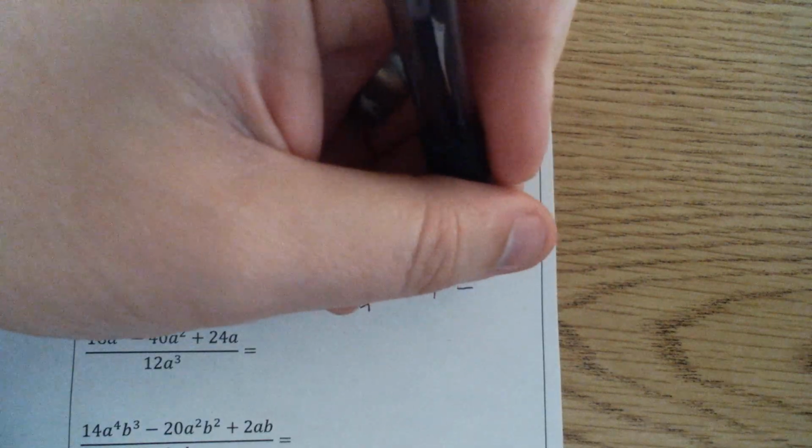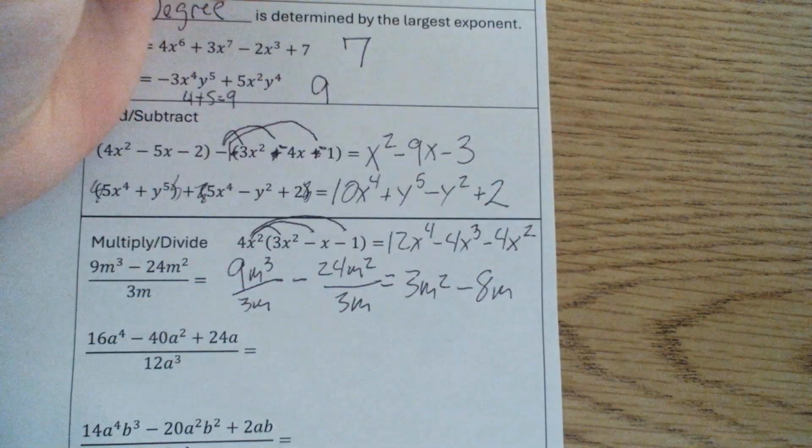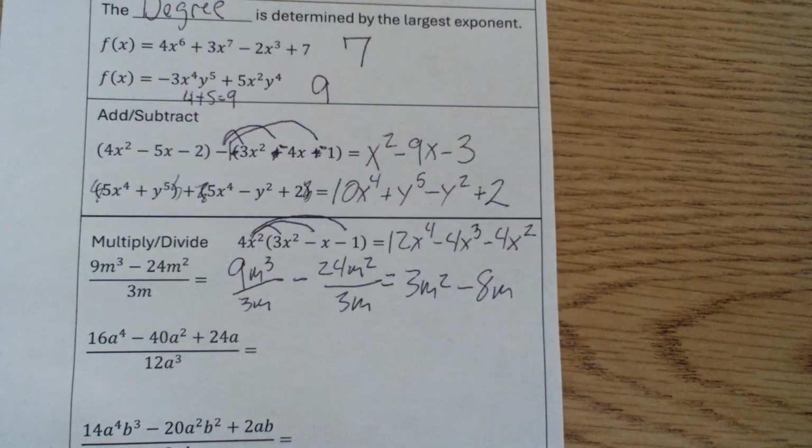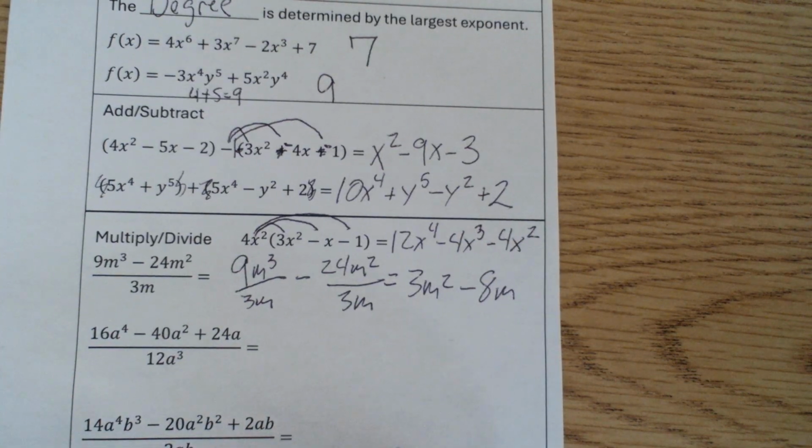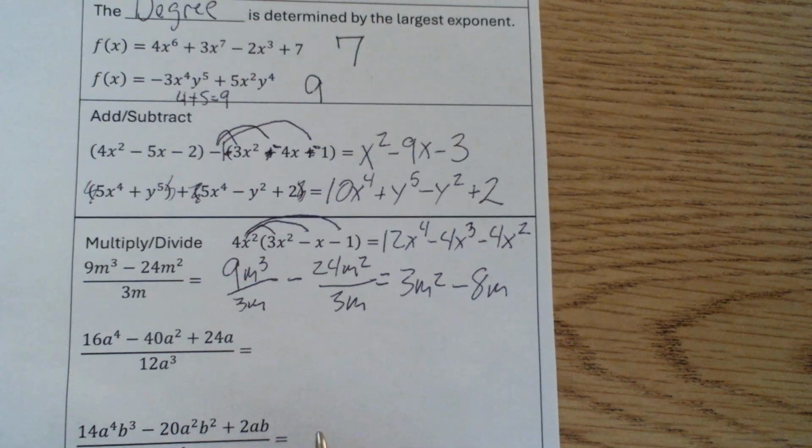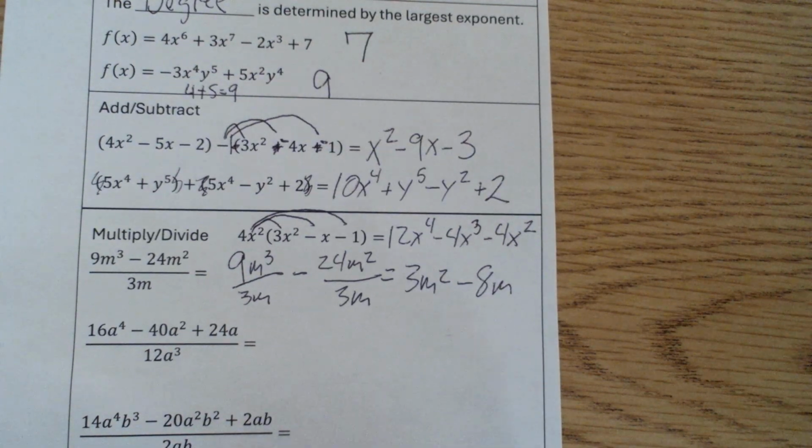minus 8m. And so we could still pull a little bit more out of that, but that's just having us divide by this. And so you end up with that term. So it gives you a quick overview of our multiplying and dividing with the polynomials.